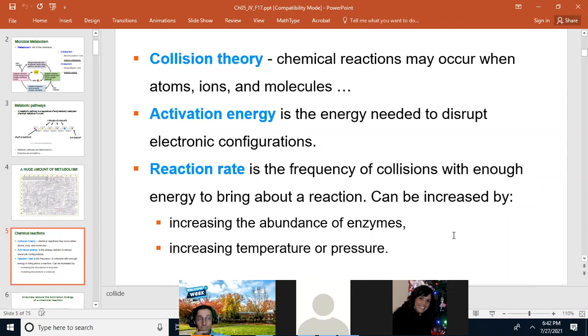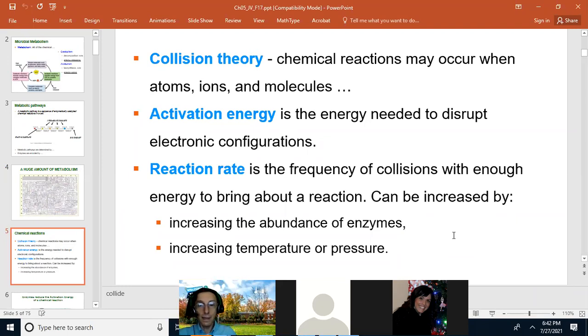Cells can create a molecule from a reaction by the collision theory. The collision theory states that chemical reactions occur when atoms, ions, and molecules collide with each other. And if they have enough energy, the reaction can proceed, meaning the two molecules colliding with each other, if they have enough energy, they will make the product.